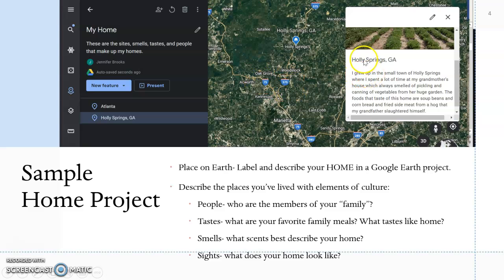Here is a sample of the project where students can go into and label their home and then put in a picture that represents their home. This is of a garden, and this is my example of my small town in Holly Springs, where I grew up at my grandmother's house. It always smelled of pickling and canning of vegetables from our huge garden and the foods that taste of home, and how that relates to my worldview.